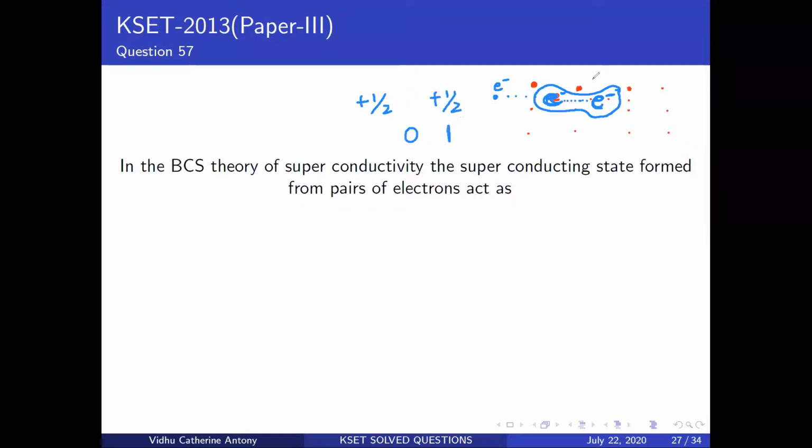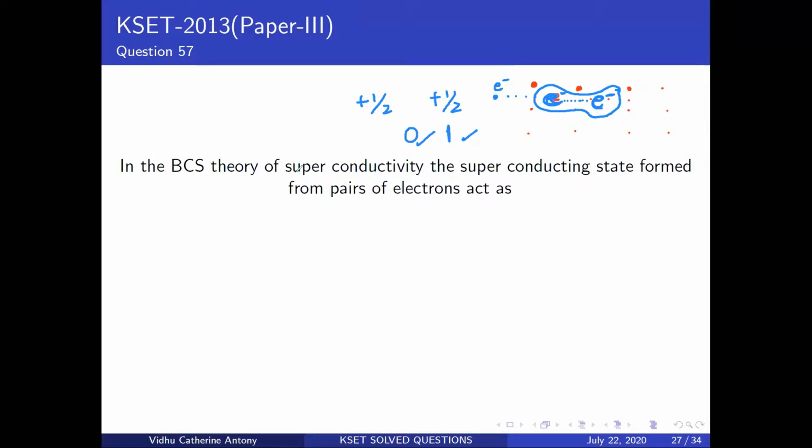So you end up getting spins of zeros and ones. Even though your electrons are fermions, because they're paired up, they're going to create a boson. So this Cooper pair is a boson. You have 0 and 1, you have integral spin, so this Cooper pair forms a boson. Now let's look at the question.